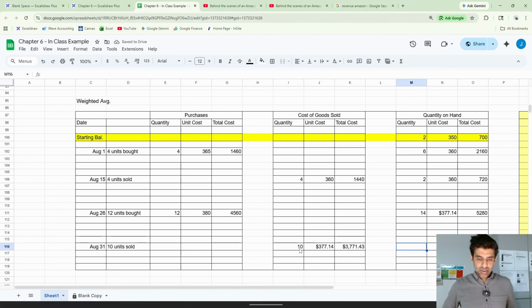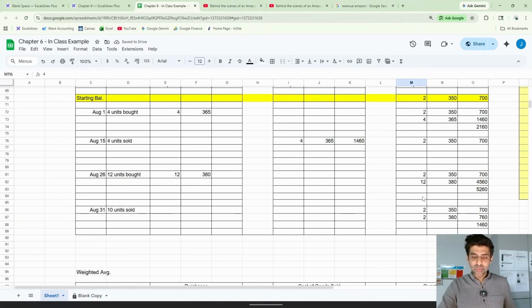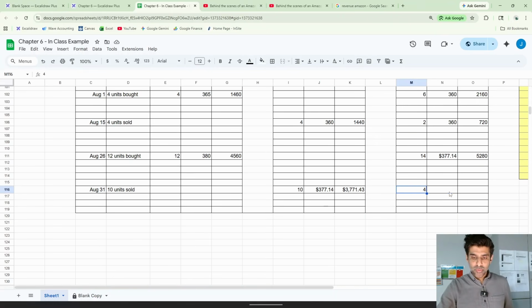Okay. And then we'll have 4 units left. And again, we'll always have 4 units left because the physical movement of goods is the same. I'm using the same transactions for all these. The only difference is the costing method has changed. So 4 units. Here's my weighted average cost. This times this, 1508. Okay, so let's compare these 3.